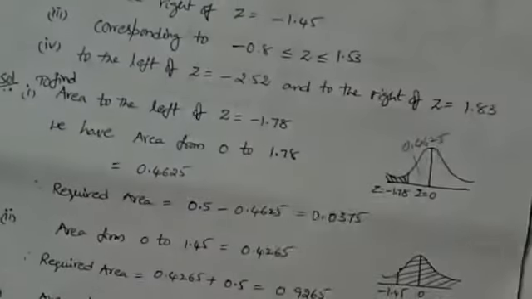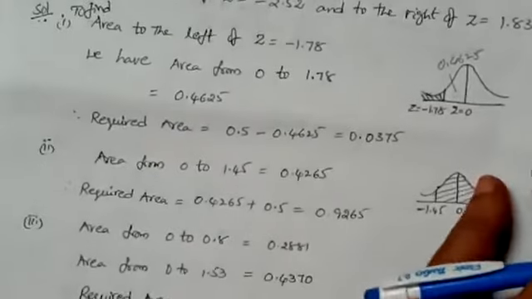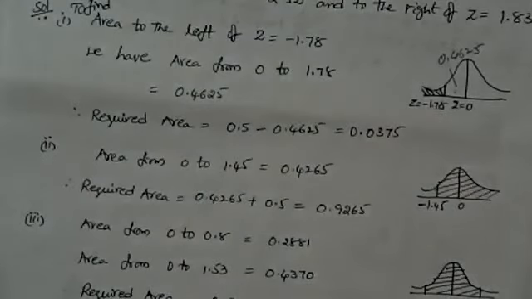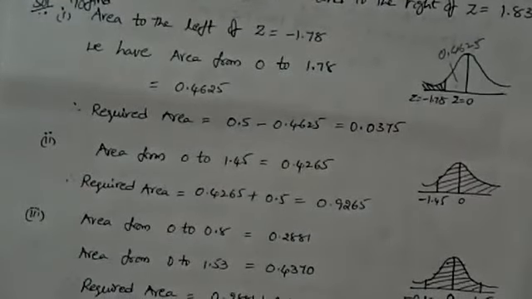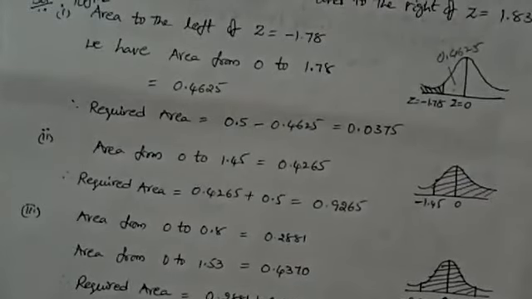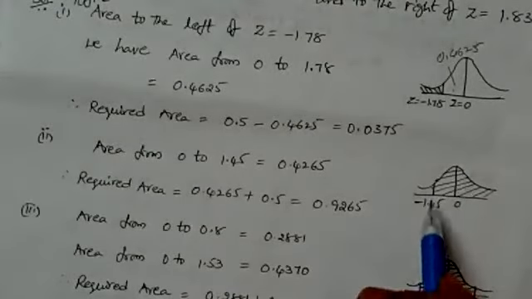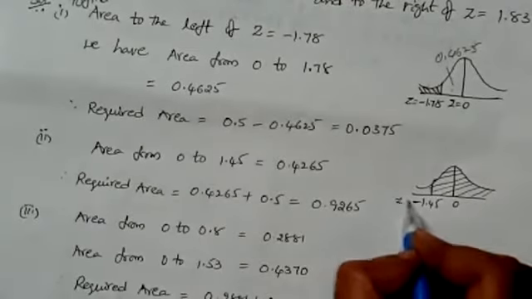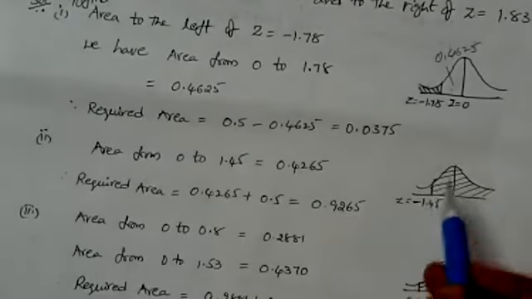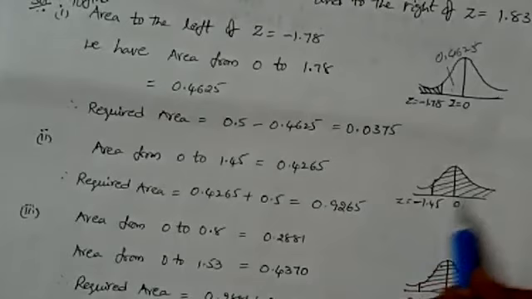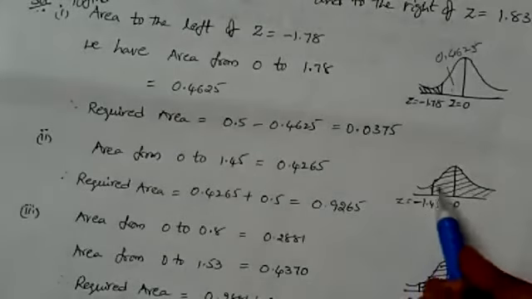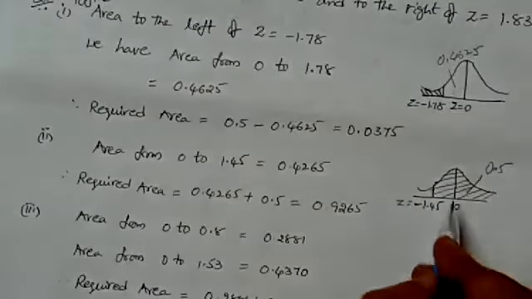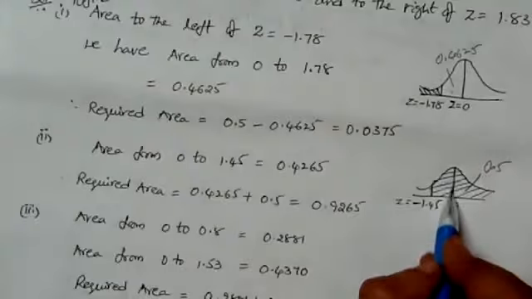Like the second one, to the right of z is equal to minus 1.45. So the second question is to the right of z is equal to minus 1.45. So here I have drawn this line, the negative value. So z is equal to minus 1.45. To the right means this total area comes on the right side of this z value. So you need to find all these values. Already you know this area is 0.5, and I need to find only this shaded part.